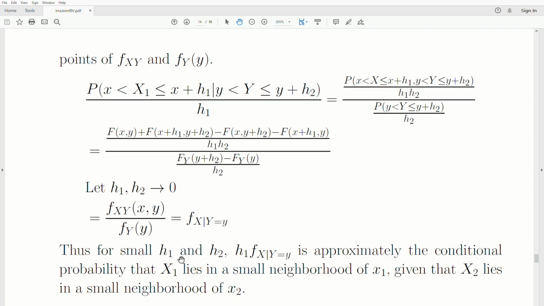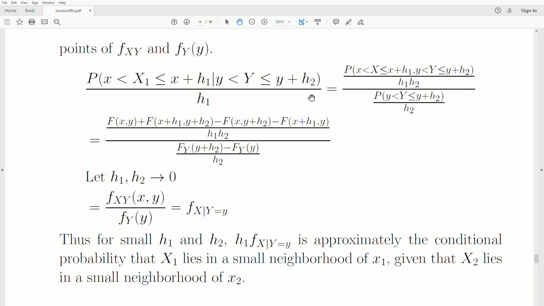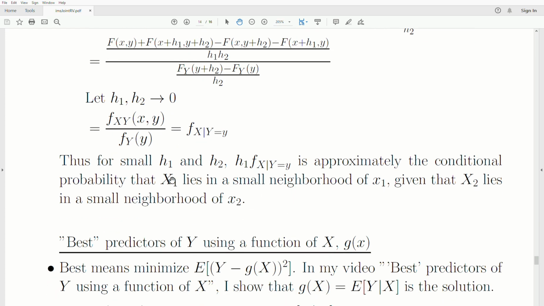So thus for small h1 and h2, the product of h1 times this density value, remember it's not really a probability, it's just a density value, is approximately the conditional probability that x lies in a small neighborhood of x1, and that y lies in a small neighborhood of y. I keep putting x1 and x2 there by mistake. And so that's the basic interpretation. I'll correct these in the hard copy. When I'm done with this playlist, I like to put them out there for people to have.